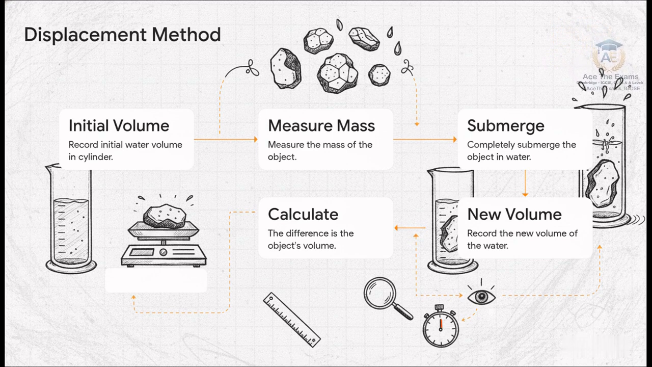Oh, and a quick pro tip for the dojo here: always make sure your eye is perfectly level with the bottom of the curved water surface. That's called the meniscus when you're reading the cylinder. That ensures your measuring technique is absolutely flawless.